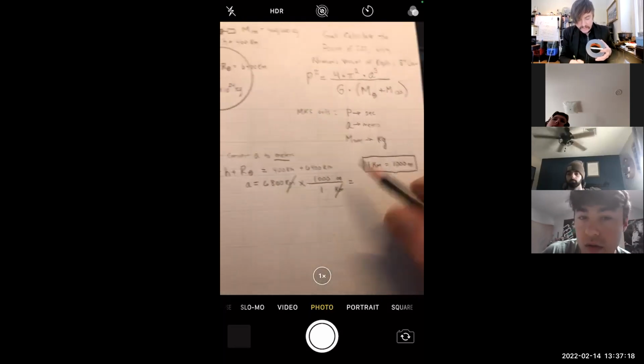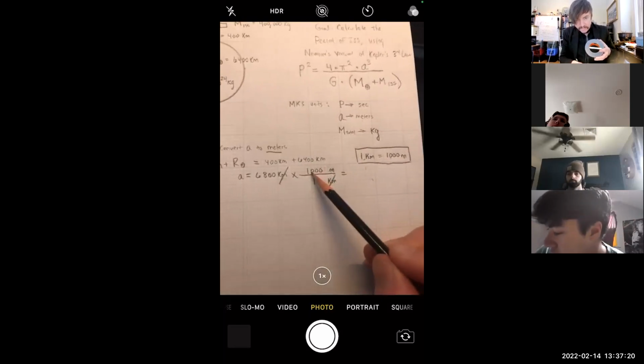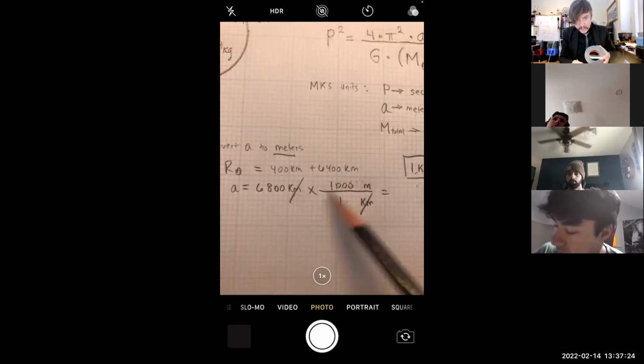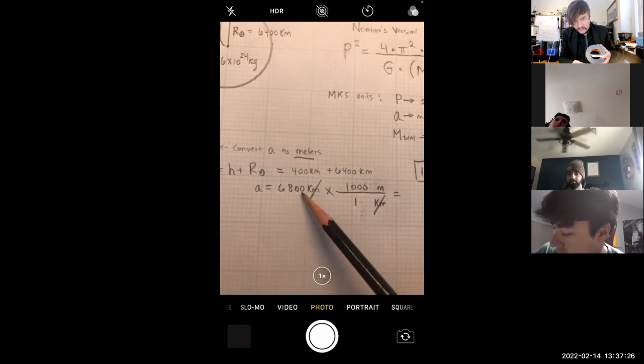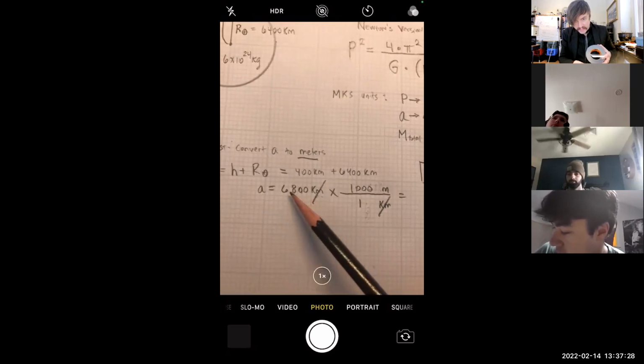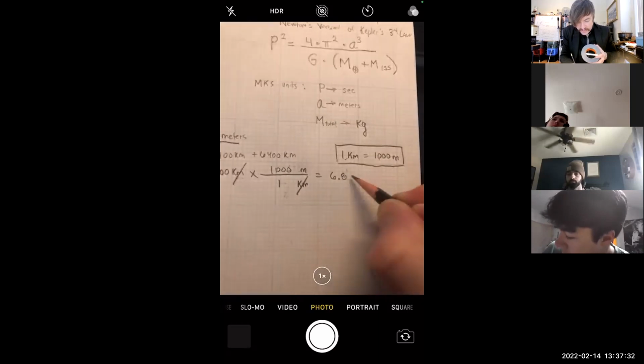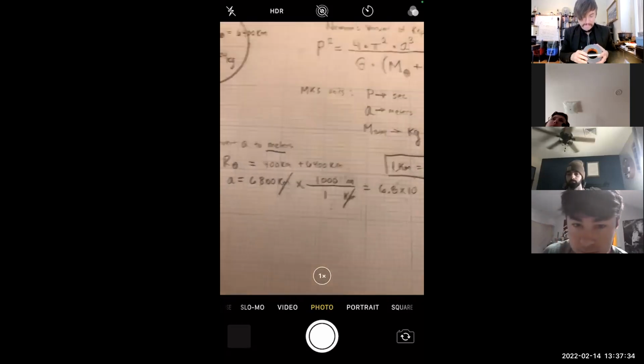Okay. Let's see if we can do this in our head. How many zeros? 4. No, no. 3, man. 3. And then here you've got 2 more zeros plus the 8. So if I put this in scientific notation, it would be 6.8 times 10 to the what?